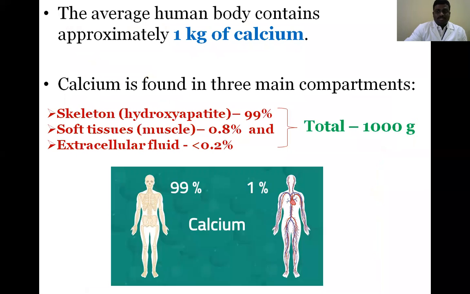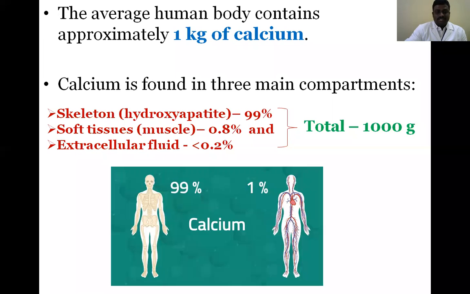So in humans, on average a total of 1 kg of calcium is present. Some books mention 1200 g, but here the average is 1 kg of calcium in the human body. Of that 1 kg, 90% is present in the bones and teeth, and of the remaining 1%, 0.8% is present in soft tissues like muscle, and less than 0.2% is present in extracellular fluid.